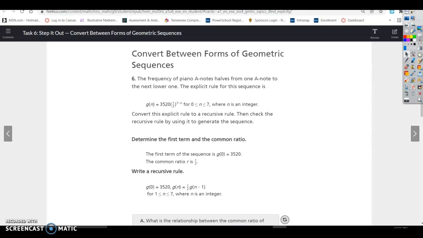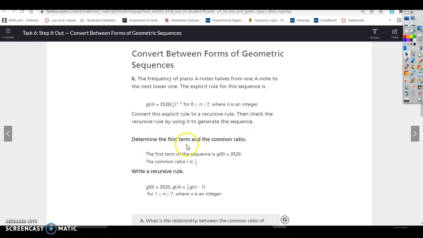Lesson 14.2, Task 6. Convert between forms of geometric sequences. The frequency of a piano A note halves from one A note to the next lower note. The explicit rule for this sequence is G of n equals 3520 times 1/2 raised to the 7 minus n power for all n between 0 and 7, where n is an integer. Convert this explicit rule to a recursive rule, then check the recursive rule by using it to generate the sequence.